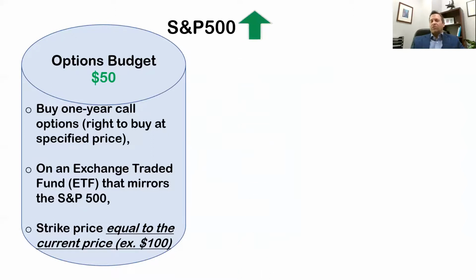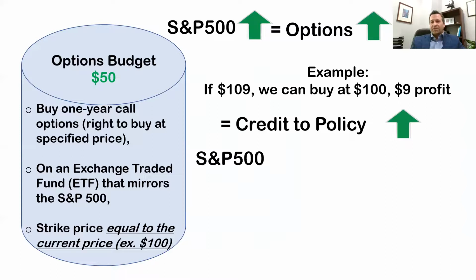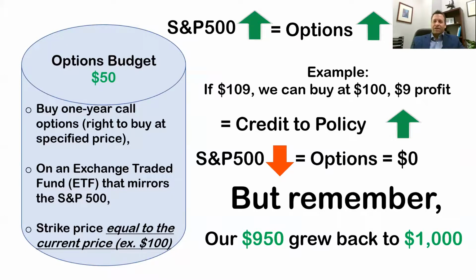So in general, if the S&P 500 goes up in value, our options go up in value as well. For example, if it goes up to 109, we can still buy at 100. So $9 in profit gets credited to the policy. Now, if the S&P 500 goes down, well, then our options just become worthless, aren't worth anything. But remember, our $950 grew back to $1,000. So we still have that floor.